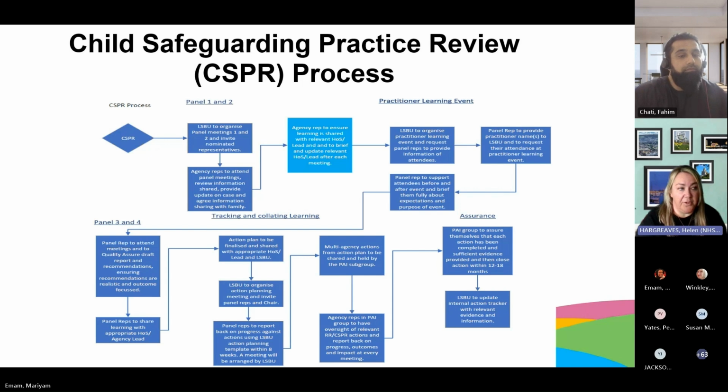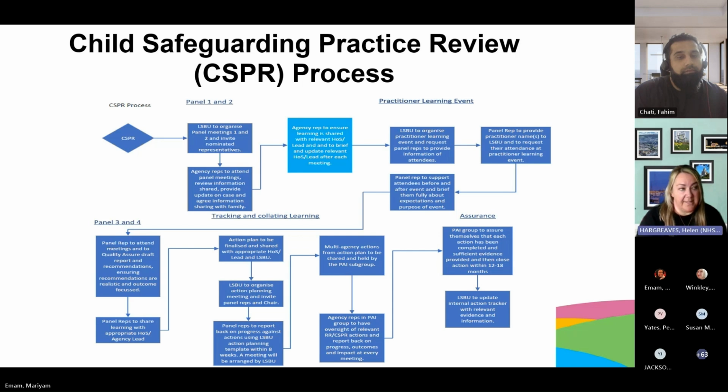So as part of the process, the review panel may recommend that a practitioner learning event is held. All frontline practitioners and agencies who are involved with the child and family will be invited to attend. The key aim of the practitioner event is to collaborate with the practitioners from the different agencies who knew the child and the family. The event is designed to provide practitioners with a safe space and the time to reflect on their involvement with the child, their professional practice and their decision making. The information gathered at the event enables the reviewer to understand in greater depth the context that the practitioners were working in and whether there are any lessons that can be learned to improve practice. It also allows good practice to be identified and shared.